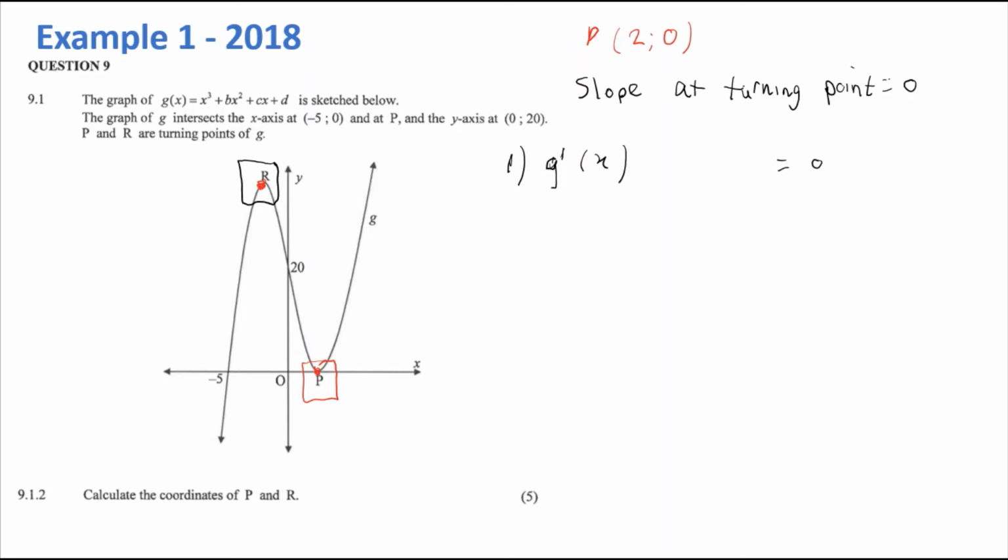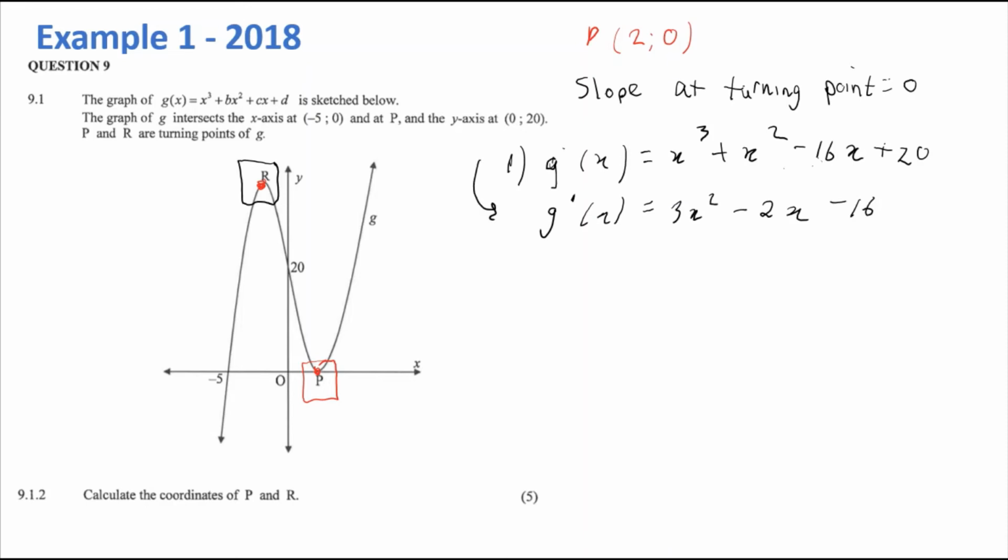Okay, so let's do that. My g, let's just first write the general form of g so that I just have it here. That was x to the power of 3 plus x squared minus 16x plus 20. Okay, I'm deriving it, so I'm writing g prime of x, that equals 3x squared plus 2x minus 16. I apologize, something really strange happened there. Very easy derivative to calculate, right? And the slope at that turning point is 0, so I can equate that to 0.